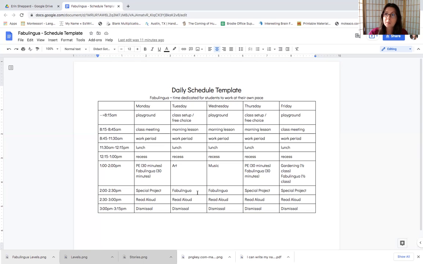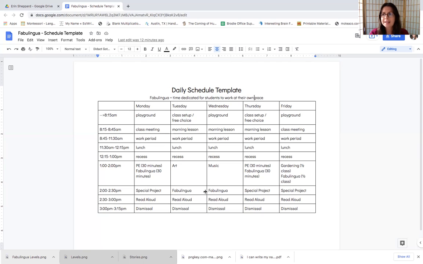Now, of course, you could just use that FabuLingua time when you need to have those lessons. When I need to do smaller groups, let's say I've got a group of kids who are a little bit further along, but having trouble on the level that they are, then that would give me a chance to work with them. Or maybe I'm introducing the matching game and I want to work with a smaller group, then I would use the FabuLingua time for that.